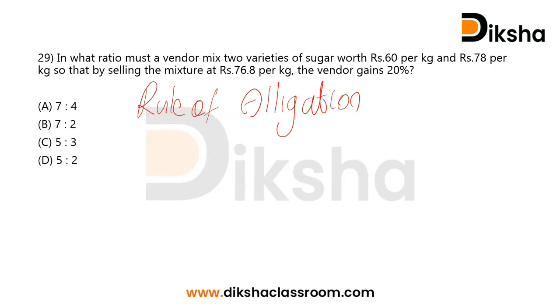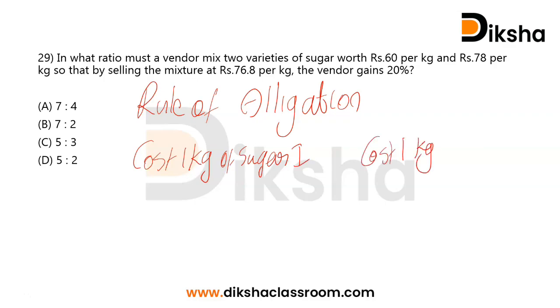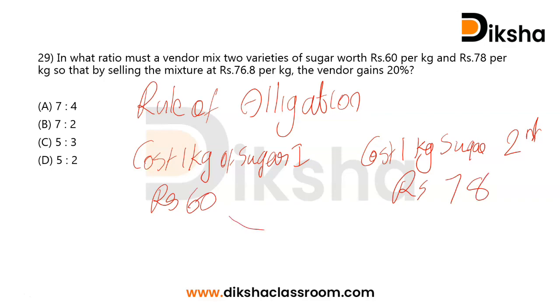Rule of allegation: we have the cost of 1 kilogram of sugar of the first kind and the cost of 1 kilogram of sugar of the second kind. The cost is rupees 60 and rupees 78, but we have the mean price as 64, which you got from the previous step. 64 will be the mean price without any profit. After the 20% we get the 76.8. Now we have the 64.